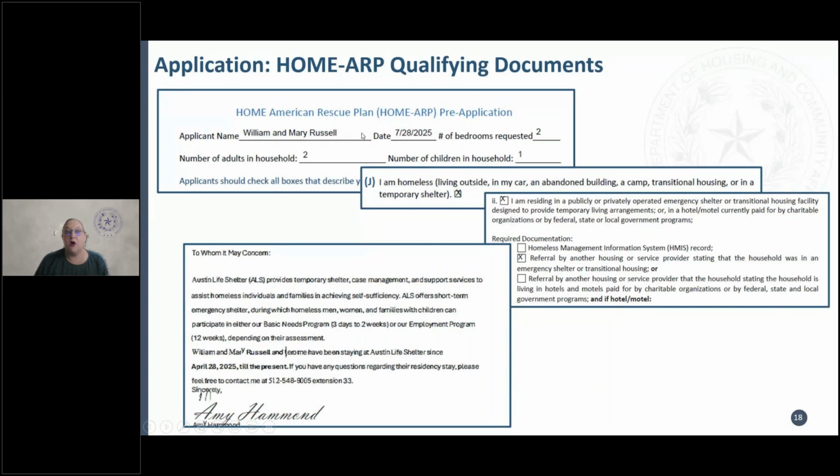And this HOME-ARP qualifying documentation is available at that HOME-ARP link. It is a large packet, and there are certain pages that you need as the housing provider, and then there are certain pages that your household would complete the information on. So we know here that they qualify as a qualified population under HOME-ARP because they were homeless and they've been referred by a homeless provider.